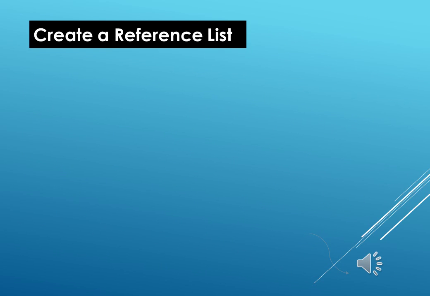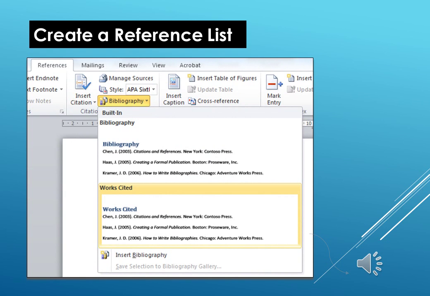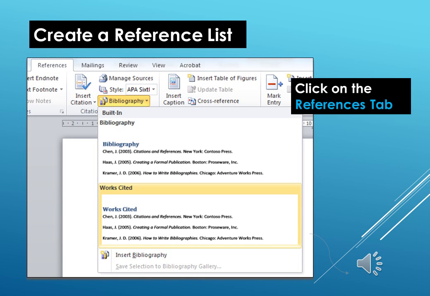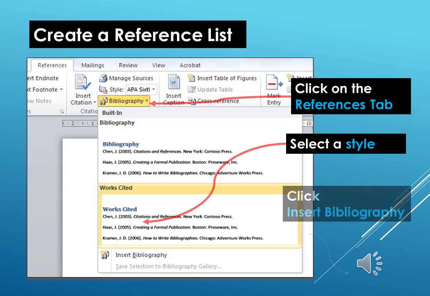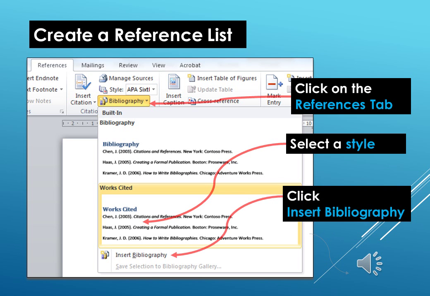When you have finished your assignment and finished adding your in-text citations, it is time to create your reference list. Click on the References tab, then select the Bibliography drop-down menu. A selection of reference lists or bibliography styles will be displayed. Click on the one you prefer. Lastly, click Insert Bibliography.